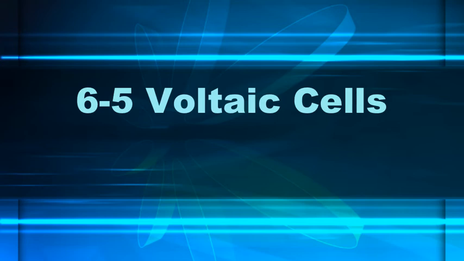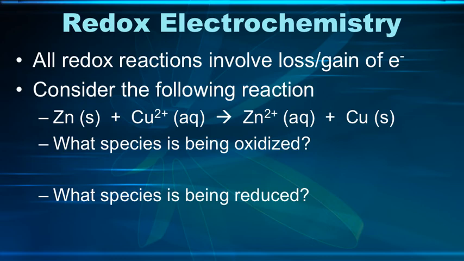The last section of this unit is on voltaic cells. We're going to use this reaction here as an example for the next couple of slides. All redox reactions involve the loss or gain of electrons, right? LEO or GER. But take a look at this reaction here. I want you to answer these two questions. What species is being oxidized and what's being reduced?